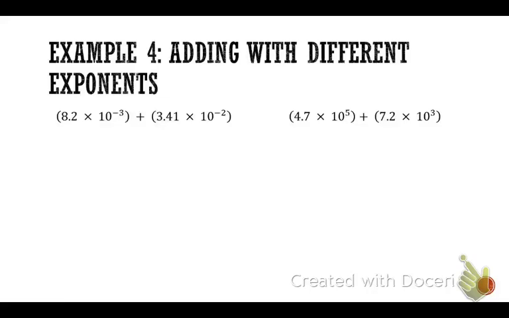So in example 4, starting part 2 of the lesson, I'm looking at different exponents. What I need to decide is, between 10 to the negative third power and 10 to the negative second power, which set do I want to change? Yes, the lesser of the two exponent values, and everybody agrees negative 3 is less than negative 2. What would I need to add to negative 3 to make it equal to negative 2? 1. I need to add 1.